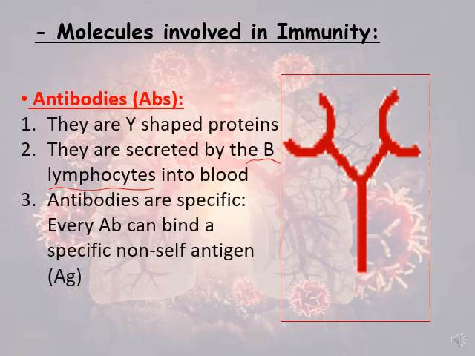Antibodies are specific. What is the meaning of that? They bind to a specific non-self antigen. So the antibodies in the body bind to a specific non-self antigen. For example, antibodies against the flu antigen are going to bind only to the flu antigen. That means they are specific, they are unique, they are special for an antigen. So every antibody is specific, or special, for a non-self antigen.